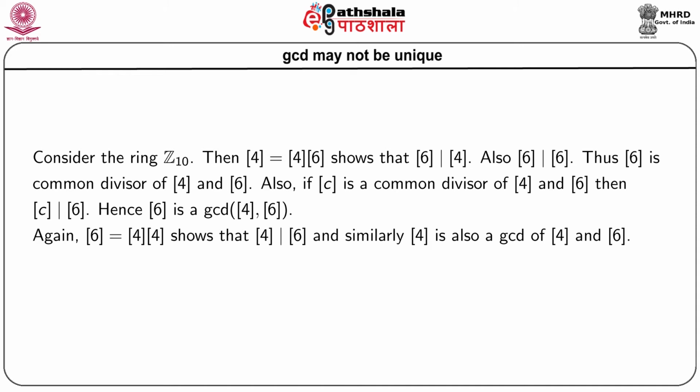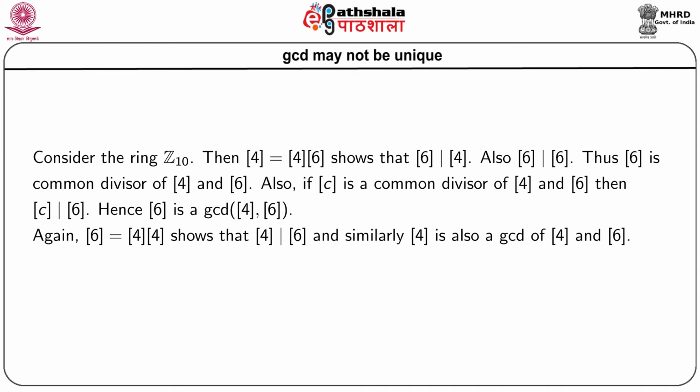For this, first note that in Z10, 4 is equal to the product of 4 and 6, which shows that 6 divides 4. Also we have 6 divides 6. Thus, 6 is a common divisor of 4 and 6. Also, if C is a common divisor of 4 and 6, since it is a divisor of 6, 6 becomes a GCD of 4 and 6.